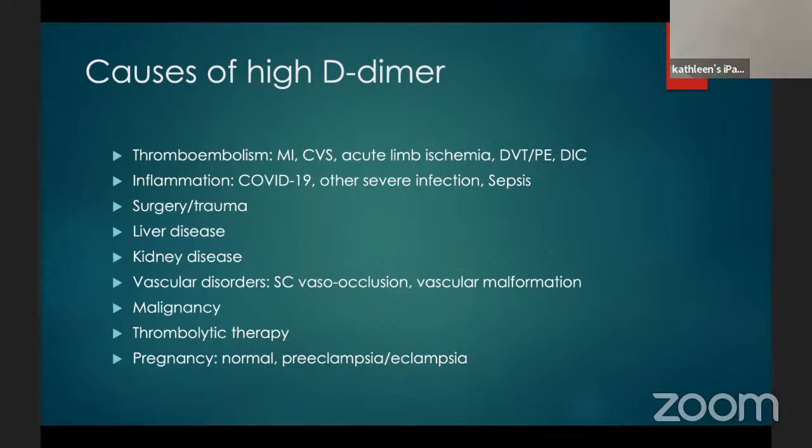It is very useful in the diagnosis of pulmonary embolism, but there are many, many other causes, and these include thromboembolism, inflammation. We see very high levels often of D-dimer in COVID-19 and other severe infections, and sepsis. D-dimer elevation can occur in surgery and trauma, liver disease, kidney disease, vascular disorders such as sickle cell vaso-occlusion and vascular malformation, malignancy, thrombolytic therapy, and pregnancy, either normal or those with preeclampsia or eclampsia.